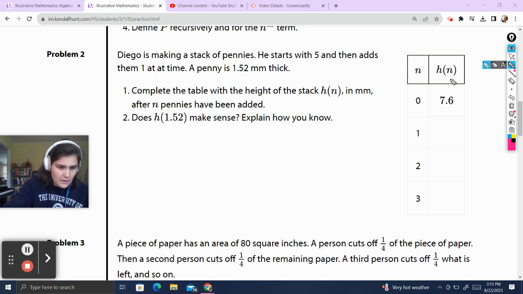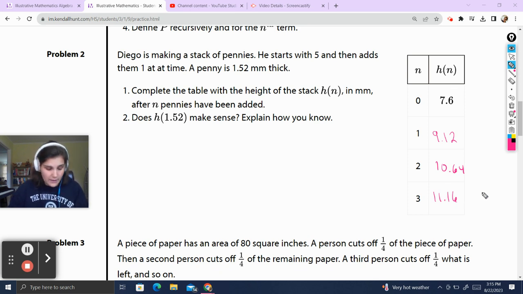So find the value of h of 1. We're going to add 1.52 to 7.6, which gets us 9.12. For the next term, we're just going to add 1.52 a second time. To do that, we get 10.64. Now we're going to add it again, which gets us 11.16. So those are our table values.